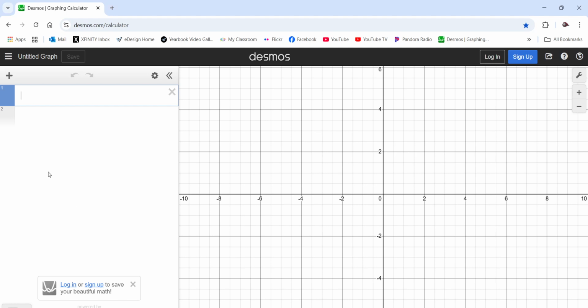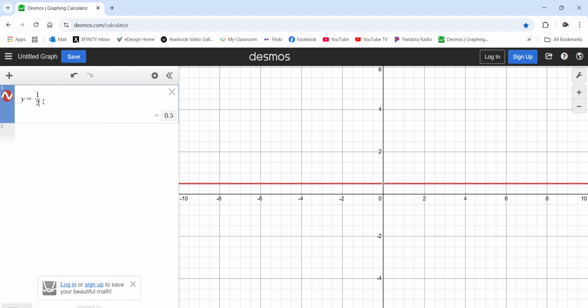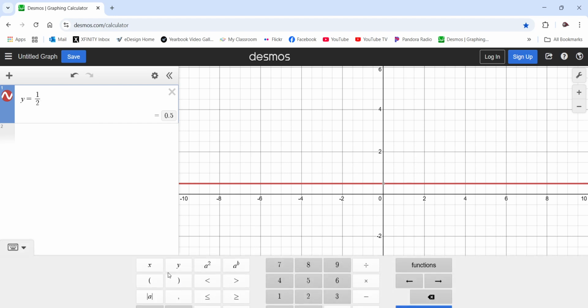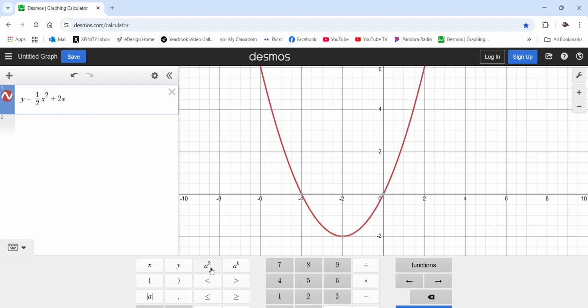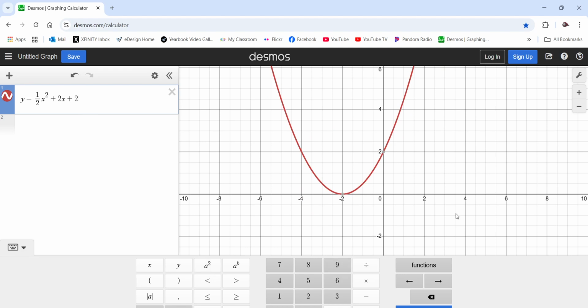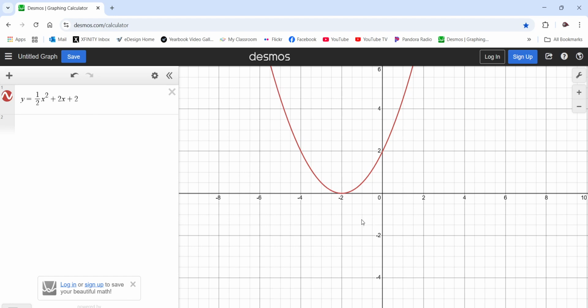What was it again? I put y, you could put f of x on here if you wanted to, but I'm going to put y equals, what was it? 1/2 x squared, to get the x. It's a little easier to do it this way. x squared, and then plus 2x plus 2, plus 2x plus 2. So check it out. Do you see why?